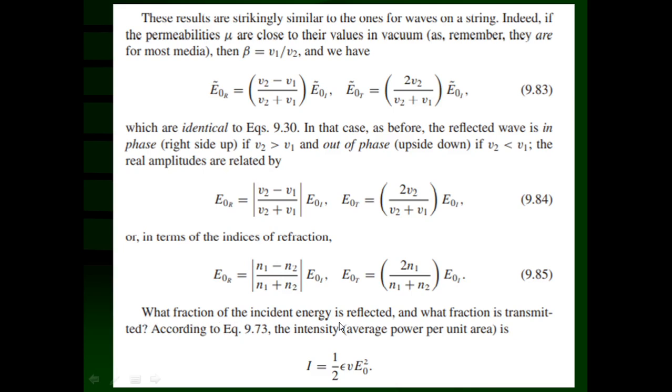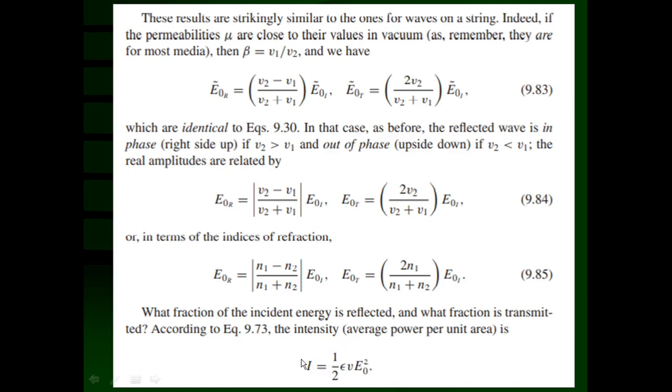What fractions of the incident energy is reflected and what fraction is transmitted? According to equation 9.73, the intensity, the average power per unit area, is given by this formula, the intensity of the electromagnetic waves. We already discussed that it is the amount of energy passing through the unit area of the cross section per second. Energy is joule, so joule per second is the power, watt. So watt per meter square is the average power transmitted in the intensity of waves.